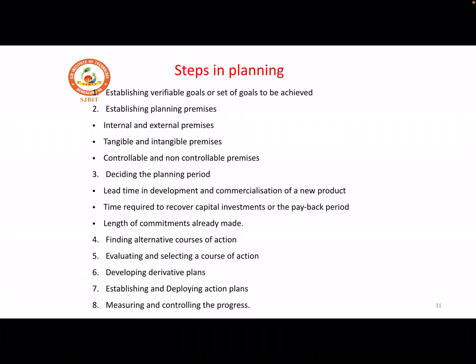Controllable and non-controllable premises. A few things are under your control, you can control them. But a few things, like inflation, are not in your control. Stock market, how it goes up and down, is not in your control. So it is non-controllable premises. Deciding the planning period: you are not supposed to take much time to plan itself, because competition is more nowadays. Your competitors may overtake. Lead time in development and commercialization of a new product.